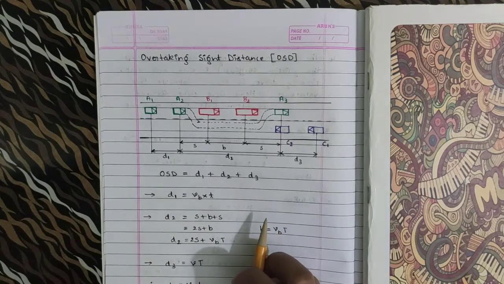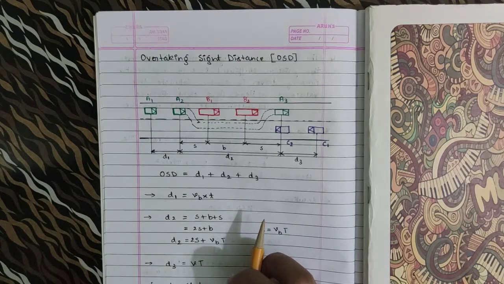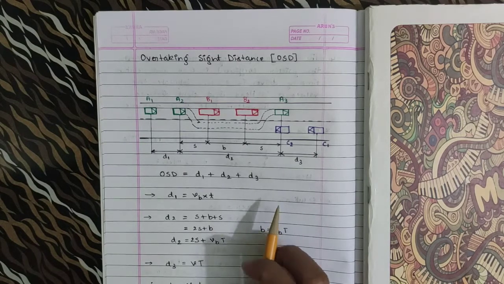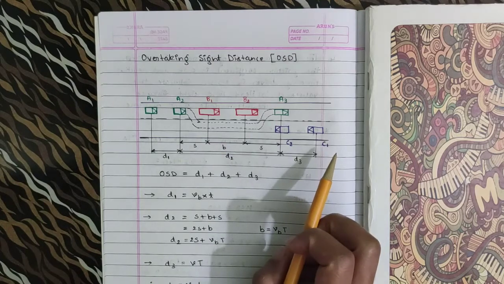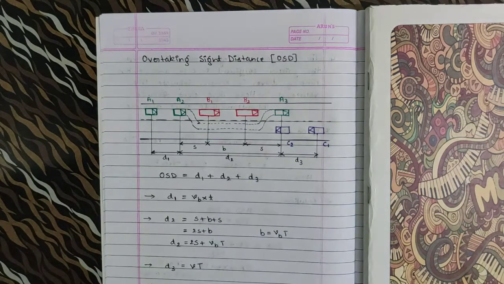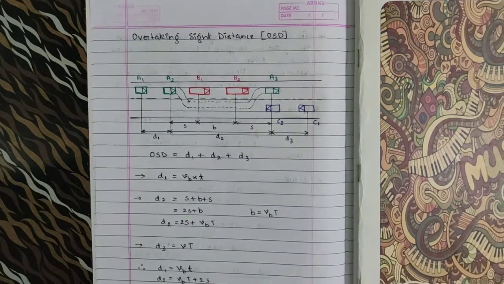The overtaking sight distance can be defined as the minimum sight distance open to the vision of the driver of a vehicle who is intending to overtake the slow vehicle ahead, with safety against the traffic of the opposite direction. This is known as the overtaking sight distance. Now we shall analyze it.